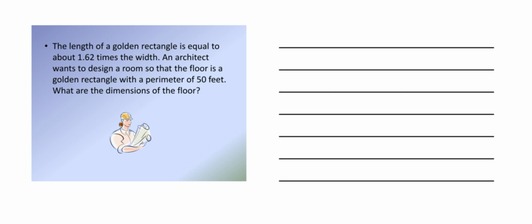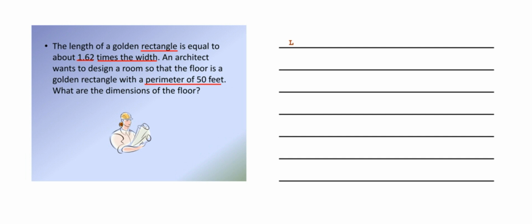Once again, let's try to read this again. The length of a golden rectangle is equal to about 1.62 times the width. So let's realize the shape first of all. It tells us that it's a rectangle. And it also tells us that it's 1.62 times the width. What is the width? The length, right? So let's remember it's the length equals this. An architect wants to design a room so that the floor is a golden rectangle with a perimeter of 50 feet. So they are giving us the perimeter. Remember, perimeter is the distance around an object, agreed? So it's around the square or rectangular object in this case, I should say. What are the dimensions of the floor?